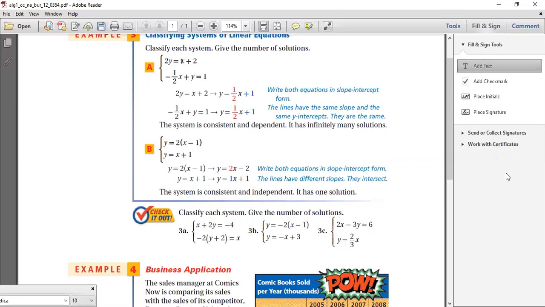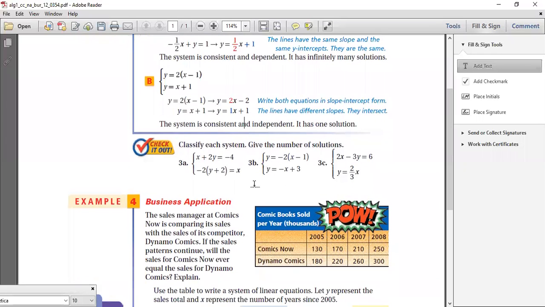Okay, now to make it more clear, let's solve 3b. So this one, first let's solve this part. Y is equal to negative 2x plus 2, because negative 2 into x will give you negative 2x, negative 2 into negative 1 will give you plus 2. What's the next system they have given? It's already in the slope intercept form, so you don't need to worry. Y is equal to negative x plus 3.